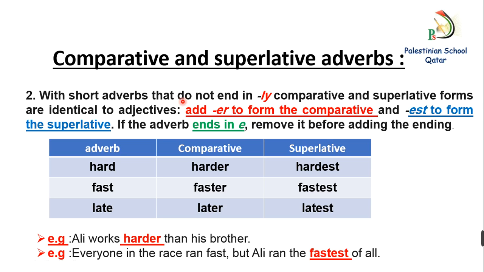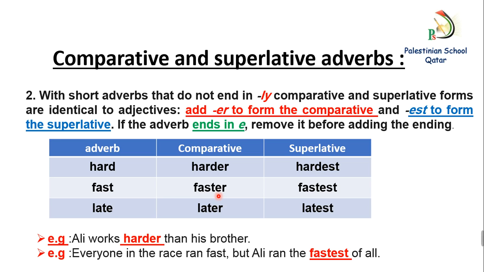Comparative and superlative adverbs. Number 2, with short adverbs that do not end with ly, comparative and superlative forms are identical to adjectives. Add er to form the comparative and add est to form the superlative. If the adverb ends in e, remove it before adding the ending. For example, hard. Hard is adjective and adverb at the same time. So adverb hard doesn't take ly to be adverb.